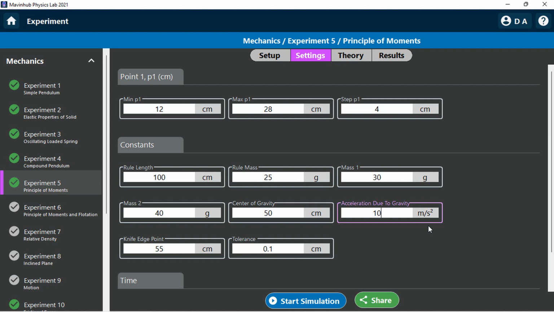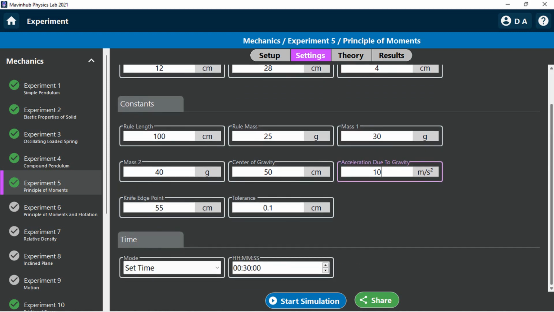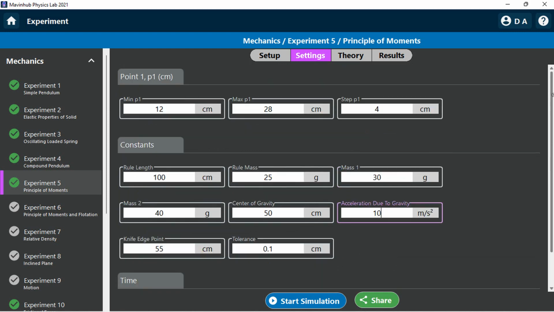But we're going to leave this setting like this, and we're going to assume that the knife edge is at 0.55 and the center of gravity of the meter rule is at 0.50 on the meter rule. Okay, so let's get started, and we're going to set a time of 30 minutes. Let's see if we can finish this experiment in 30 minutes. Okay, let's get started.